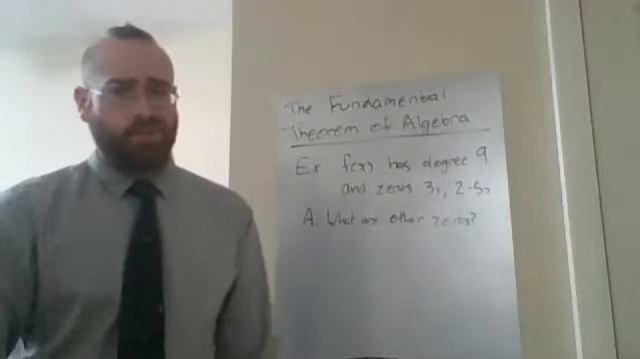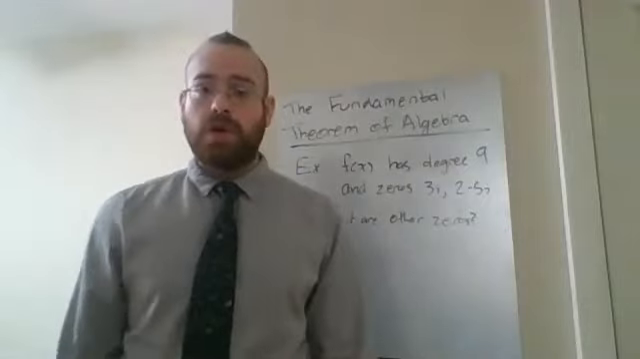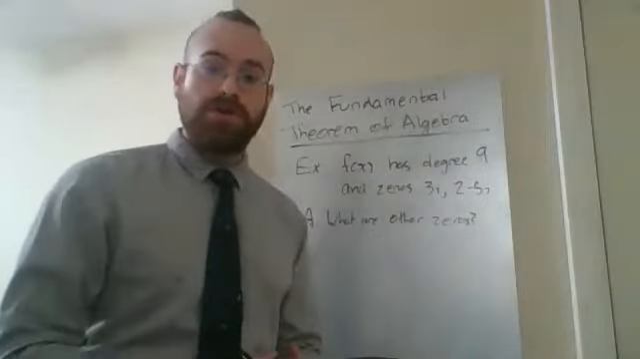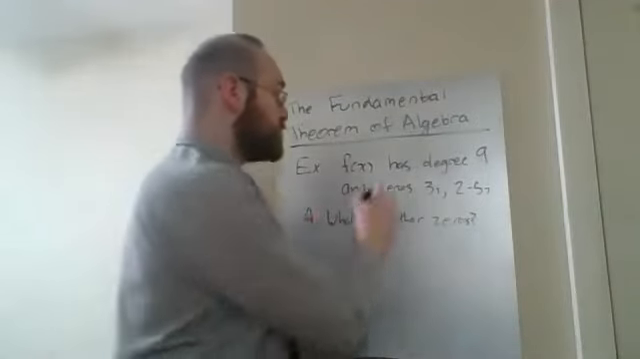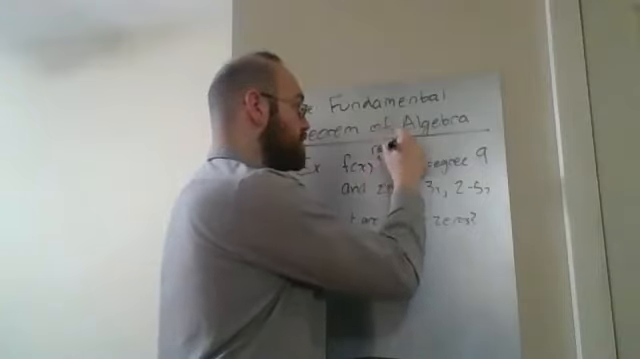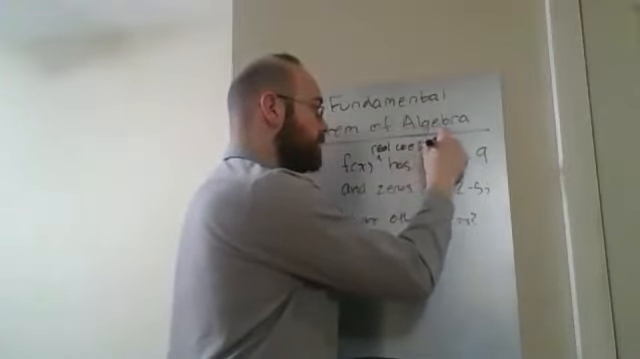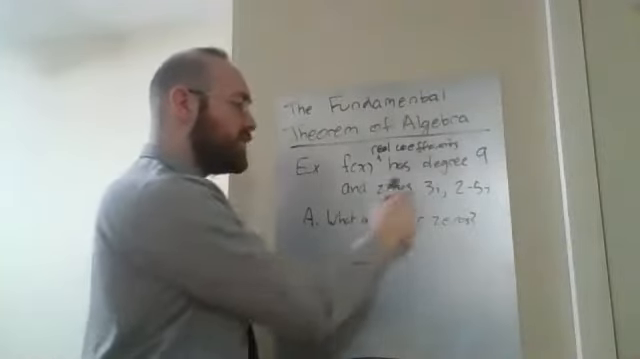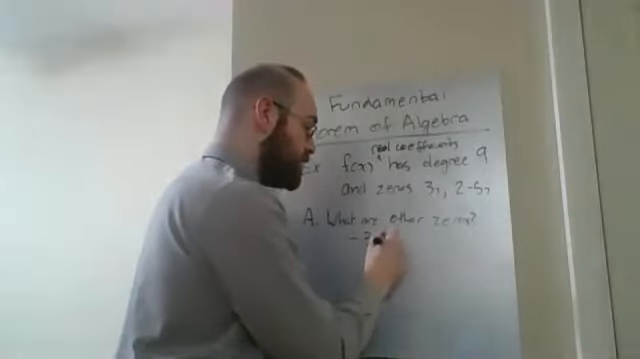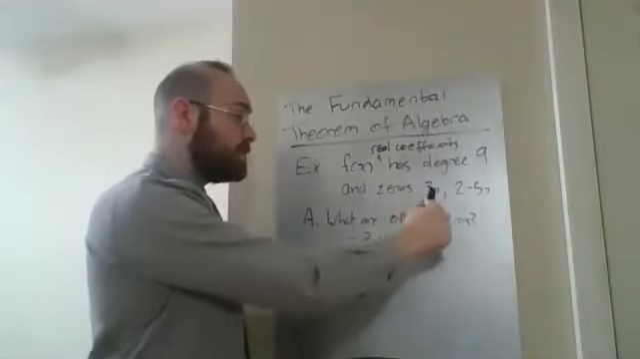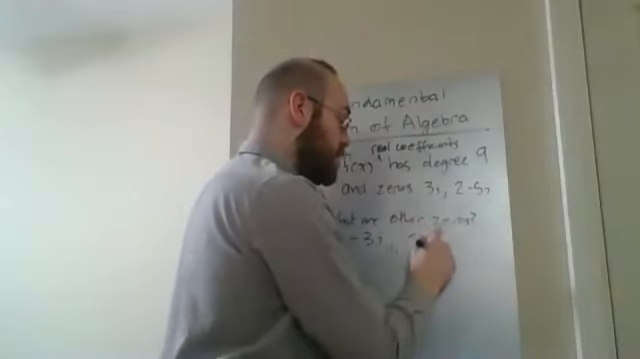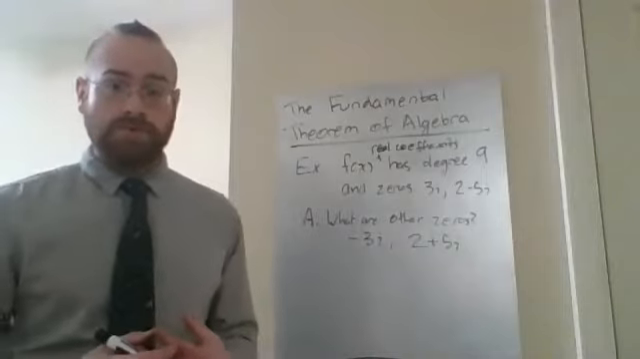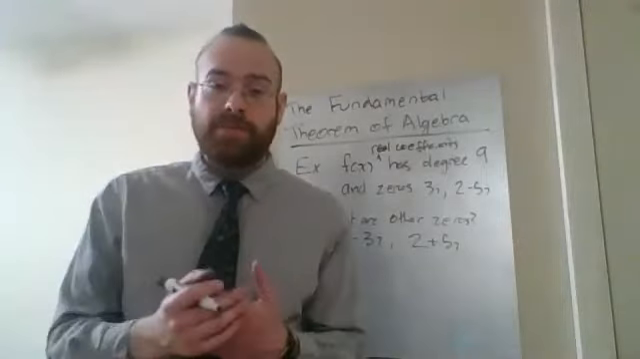Now, you might think we're not told any other zeros, so what can we do? And the reality is, because we have two complex numbers, their conjugates are also going to be zeros, because we're assuming that this has real coefficients, which I should have written down earlier. So we know if we have 3i, we also have negative 3i, and if we have 2 minus 5i, we also have 2 plus 5i. So we know 4 of these 9 zeros just because of the conjugate pair theorem.